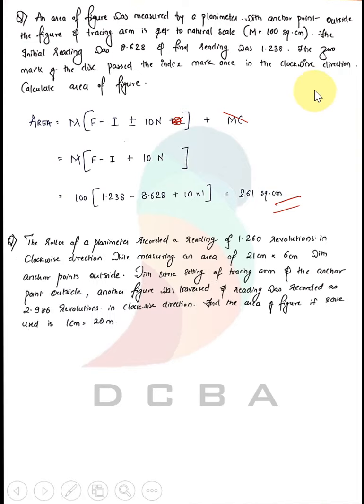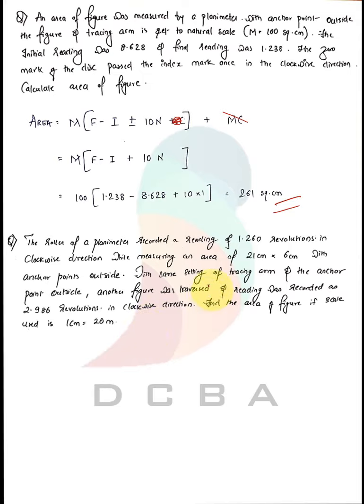Let us solve the next question. The roller of a planimeter recorded a reading of 1.260 revolutions in clockwise direction while measuring an area of 21 centimeter by 6 centimeter with anchor point outside, with some setting of the tracing arm. Another figure was traversed and the reading was recorded as 2.986 revolutions in clockwise direction. Find the area of the figure if the scale used is 1 centimeter is equal to 20 meters.